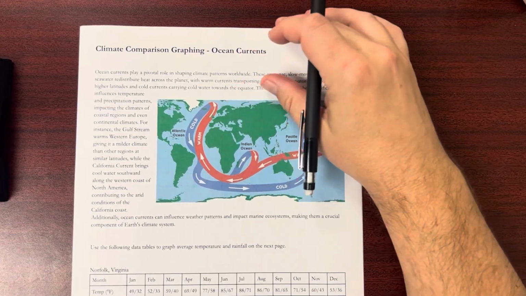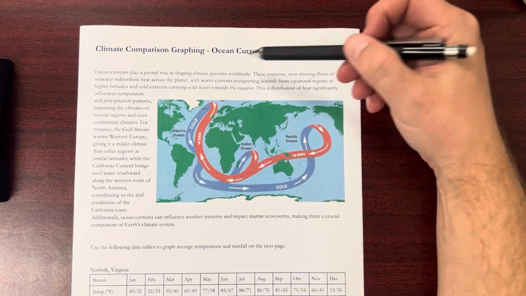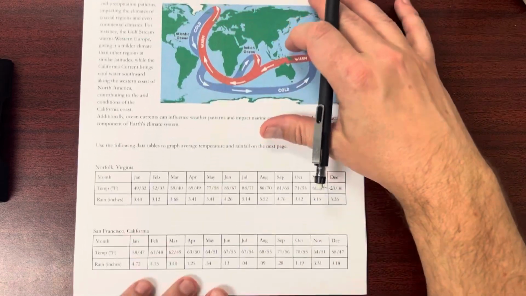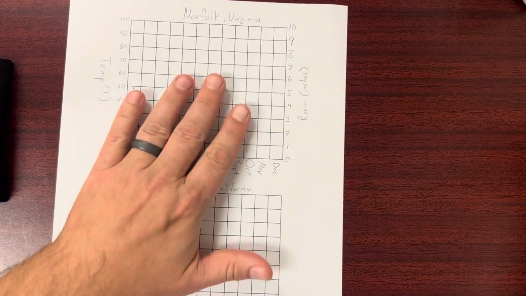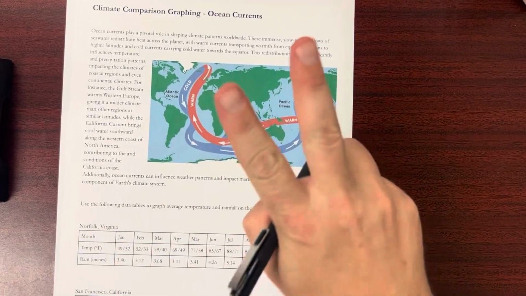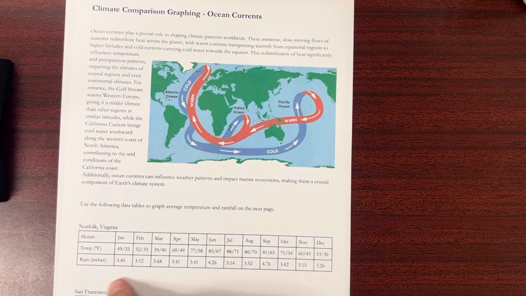Hello, I'm going to go over this worksheet, Climate Comparison Graphing, Ocean Currents. What we want to look at is two different cities. We're going to make a climatogram, which I'm going to show you here in a moment. Climatograms look at two things: the average temperature of each month, and the rainfall for each month down here at the bottom.